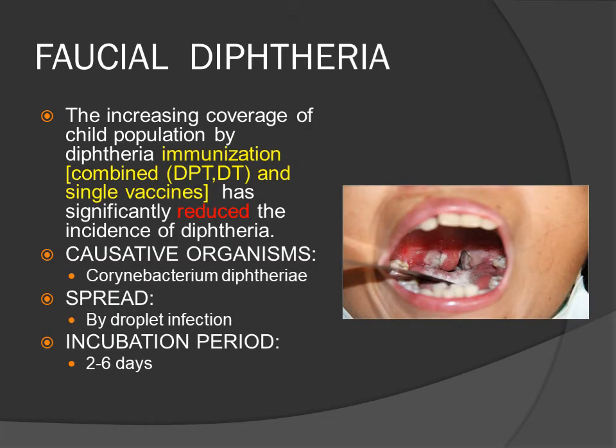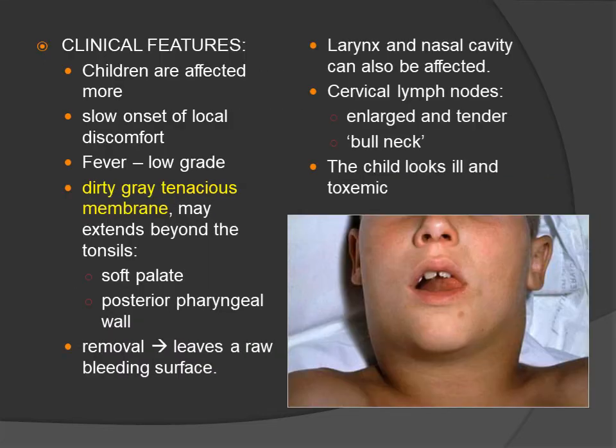The incidence of diphtheria has significantly reduced due to immunization. The causative organism is Corynebacterium diphtheriae and it usually spreads by droplet infection. Clinical features of diphtheria shows low grade fever, a dirty gray tenacious membrane over the tonsils which may extend into the soft palate as well as the posterior pharyngeal wall. Removal of this membrane usually leaves a raw bleeding surface. It may also extend into the larynx as well as the nasal cavity.